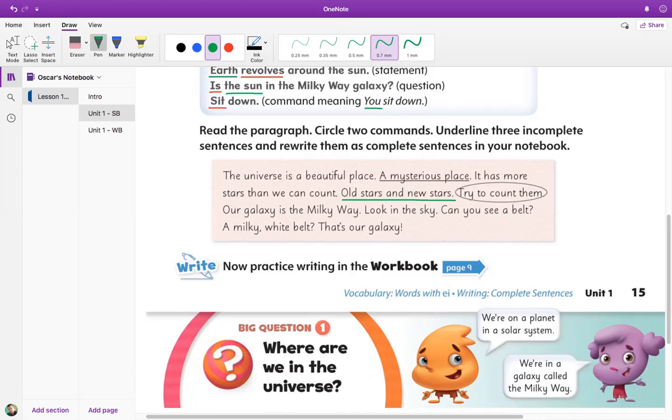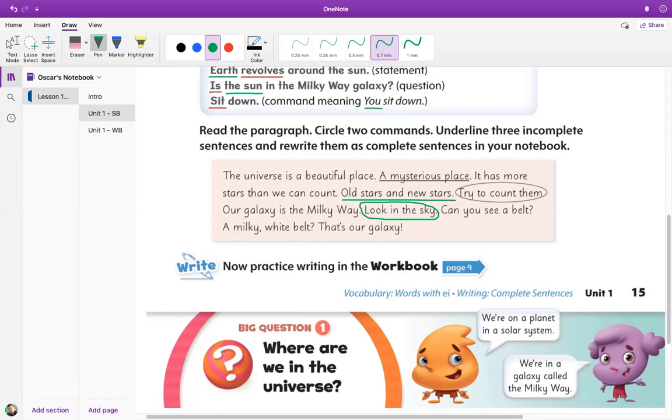So as you can see here, we have the first sentence. Our galaxy is the Milky Way, which is complete. We have galaxy as the subject and is as the verb. But the second one, we are going to circle it. Why? Because it is a command. Look in the sky. So if I say to you, look in the sky, I am giving you a command. I ask you to do this action.